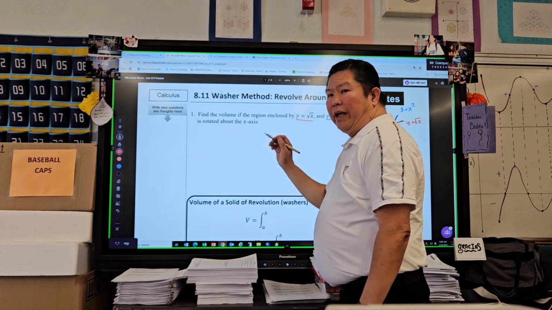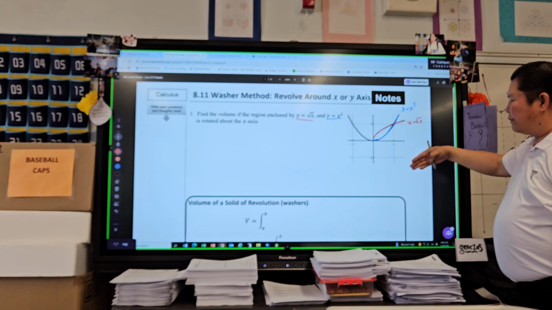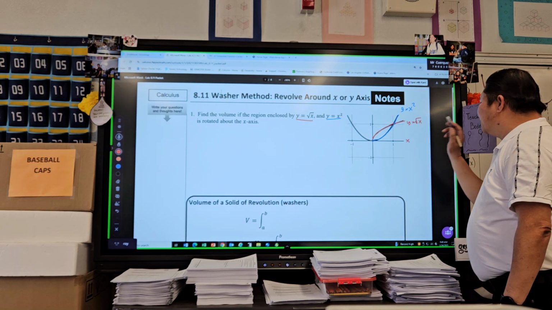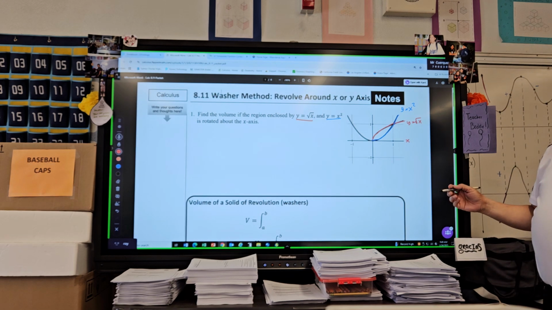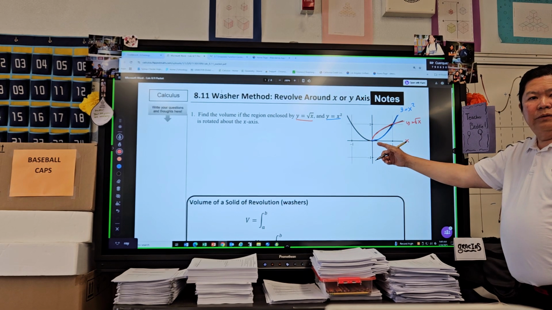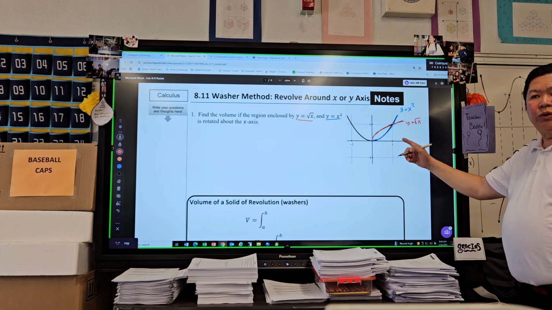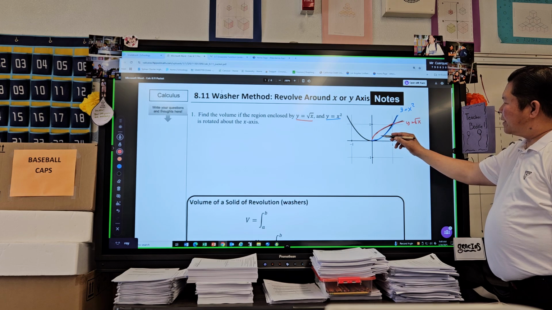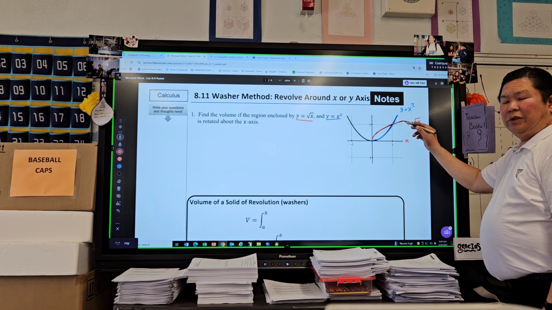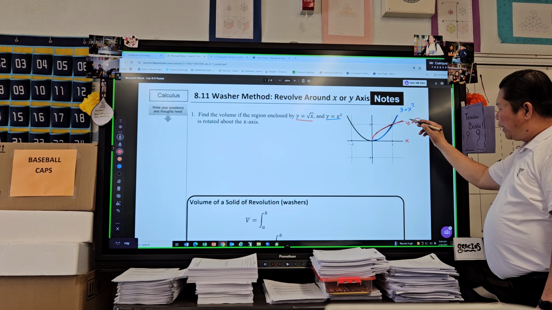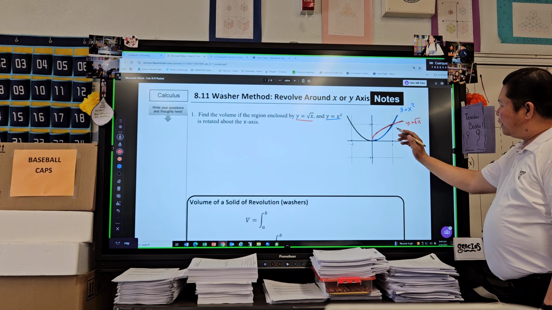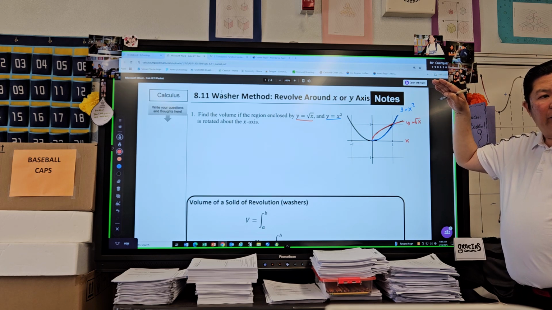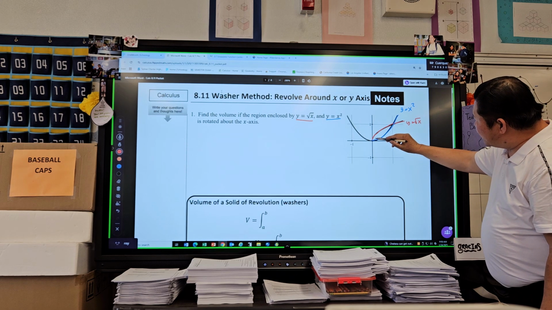So rotate it about the x-axis. So the rotation is right here. Okay, rotation, x-axis. Now if we rotate this one, we know that the interval is from 0 to 1. That's the limit, right? Okay, if we rotate these two curves, let's have the red color first. So you see that along the x-axis, the red is above.